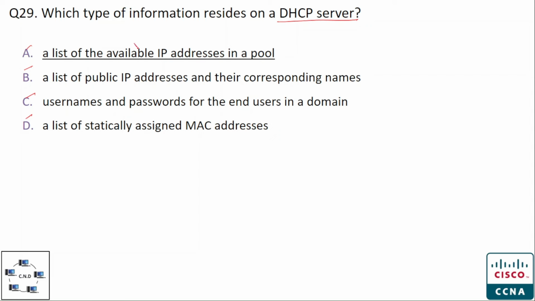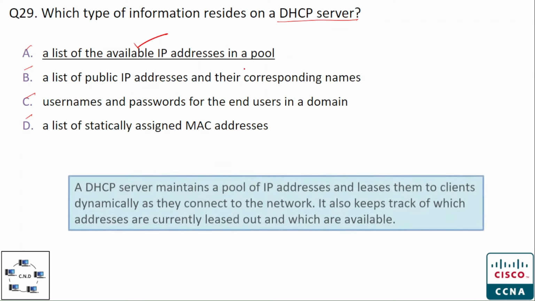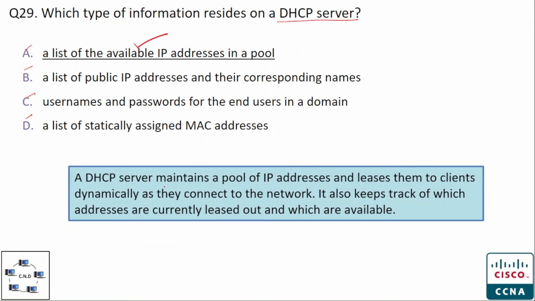The DHCP server contains a list of available IP addresses in a pool. So a DHCP server maintains a pool of IP addresses and leases them to the clients dynamically as they connect to the network. It also keeps track of which addresses are currently leased out and which are available.